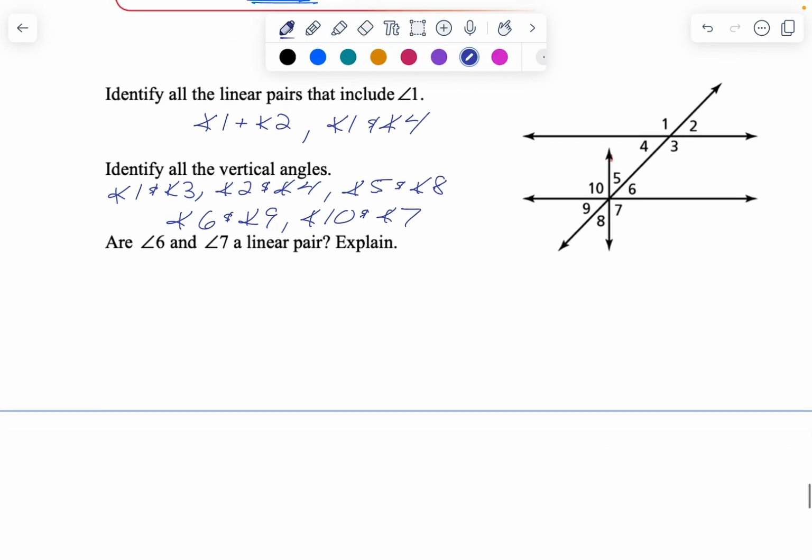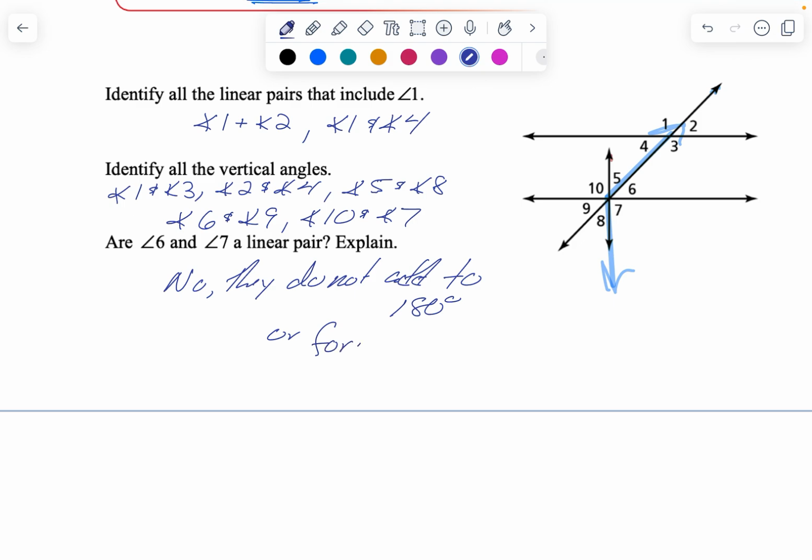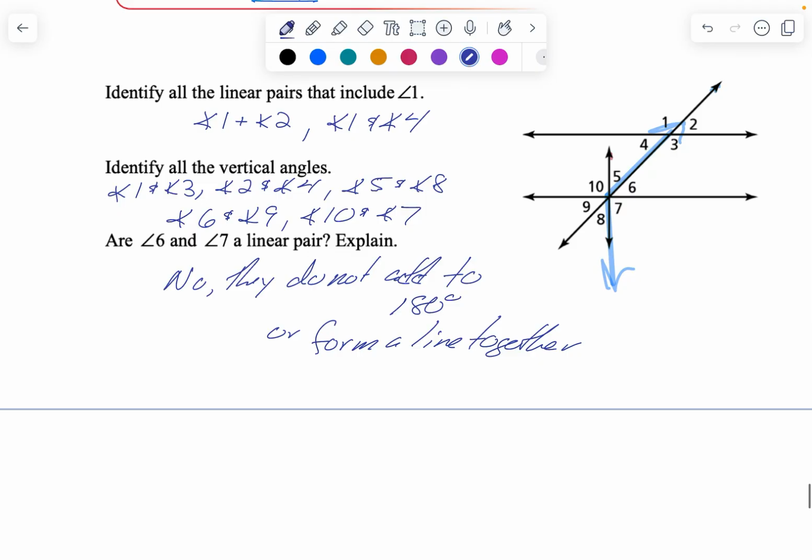Okay, and let's see, are 6 and 7 a linear pair? So 6 and 7 together look like this. 6 and 7 are adjacent angles. They're next to each other, but they don't form a linear pair. No, they do not add to 180 degrees, or we could say they don't form a line together. Together they have to form a line, and they don't do that. And that's it.